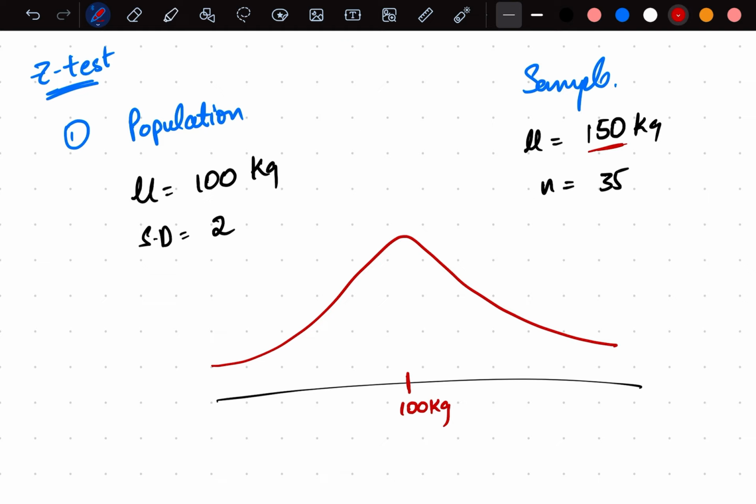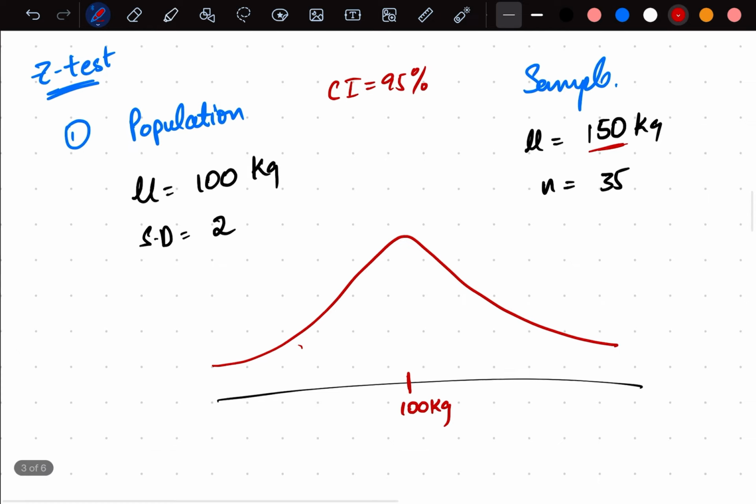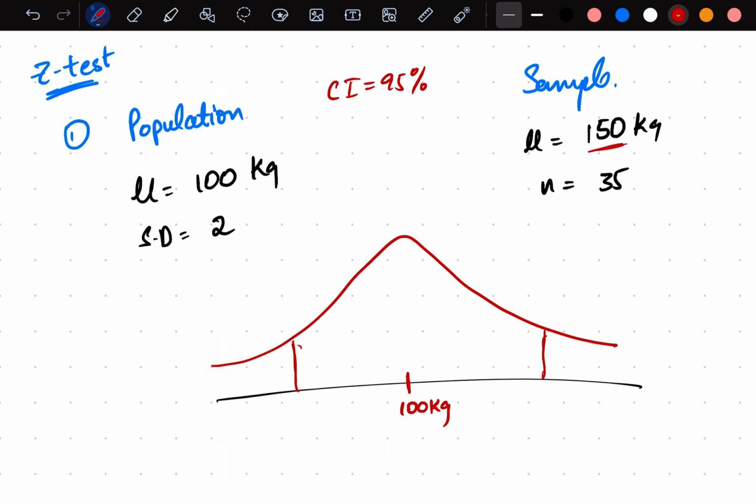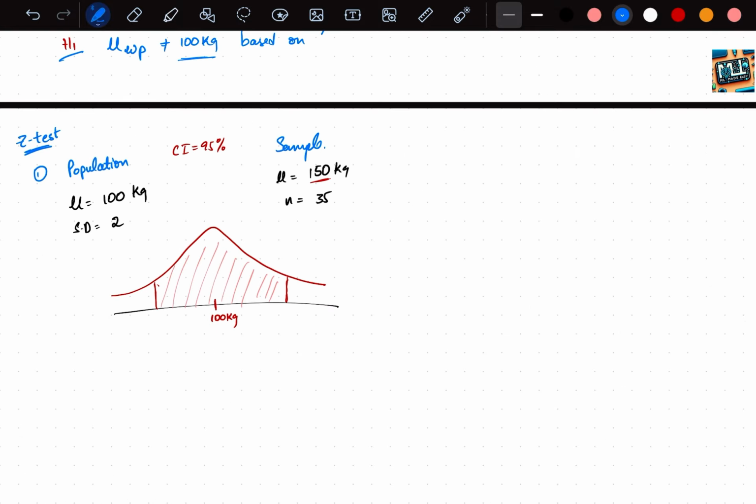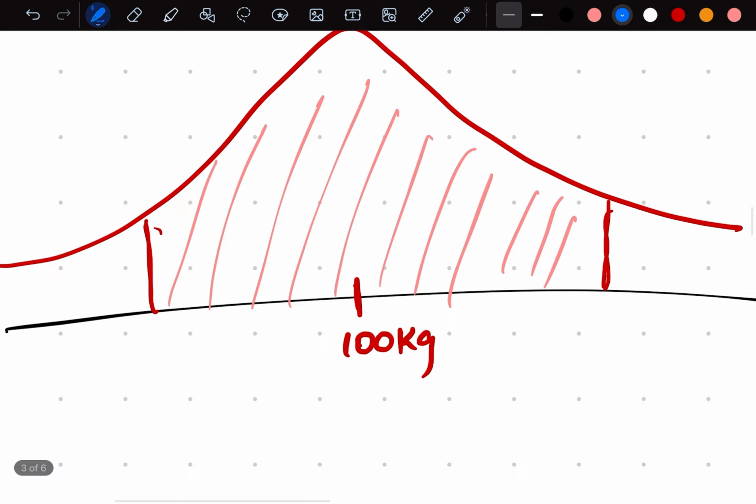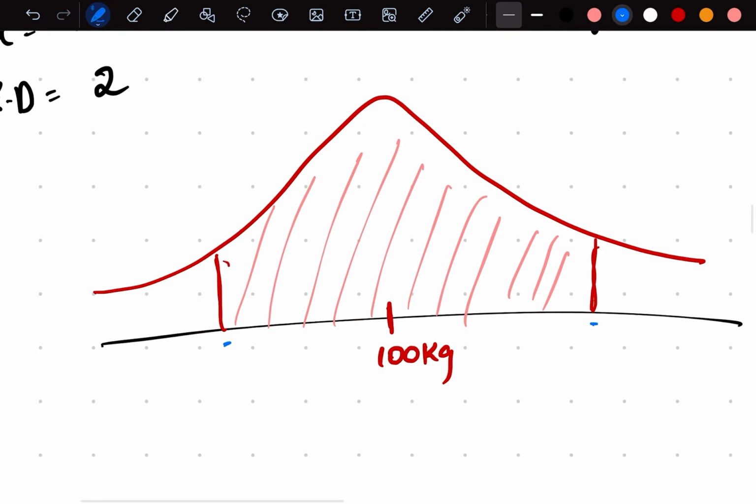There is another concept called confidence interval of 95%. So here's the thing, okay? It means 95% of the data, you can strictly say, in 95% of the time you will get the average between these two points. Okay, so that's what it says.